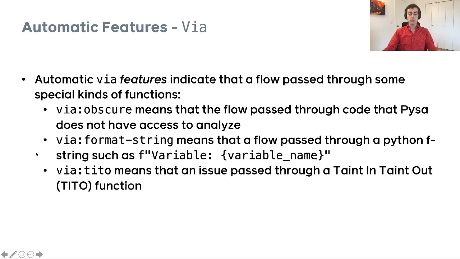Because this isn't passing through a function, you can't manually add some sort of feature. So we automatically add this feature in case you are interested in flows that pass through these kinds of string formatting. The final automatic via that we add is via TITO. So this tells you that the taint passed through a taint-in taint-out function. Those functions, if you recall from our earlier example, are functions where data goes in through the argument and comes out through the return type.